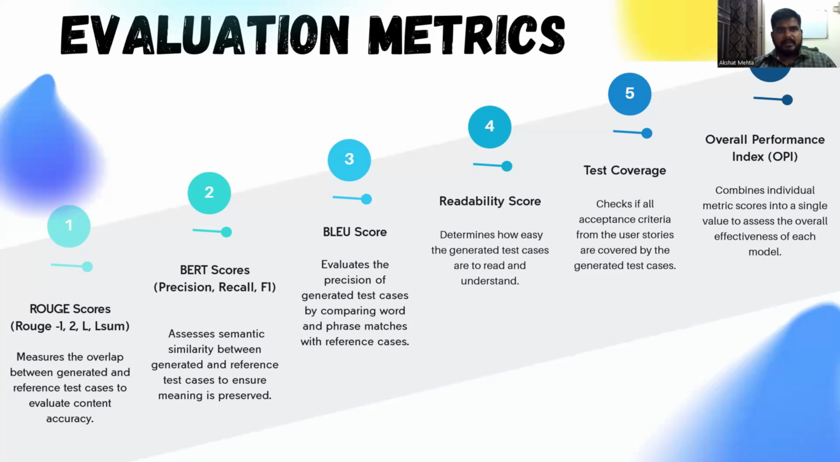Second, BERT score. BERT score goes a step further by assessing the semantic similarity between the generated and the reference test cases. This means it checks if the meaning of the test cases is preserved, not just the words. Third one, BLEU score. The BLEU score evaluates the precision of the generated test cases by comparing the words and phrases used in them with the reference test cases. It's about how well the generated test cases match the expected ones in terms of wording.